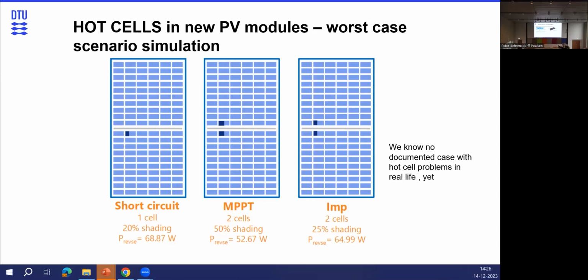Now, in field operation, the modules would operate at MPP, and the worst case would be if you have two cells from the two module halves, the parallel halves, in symmetrical positions. And this can be caused by bird droppings. So if you're unfortunate to have such a situation, this can cause quite a hot hotspot there.